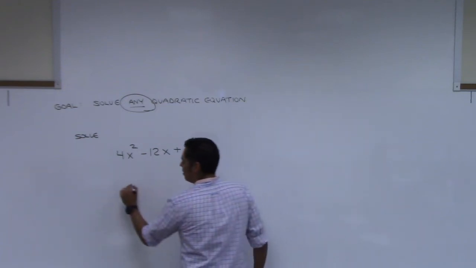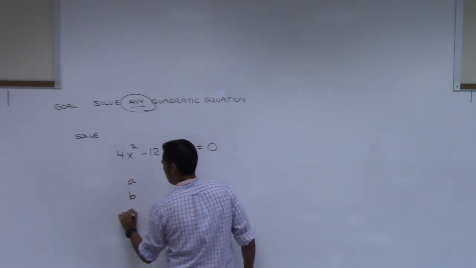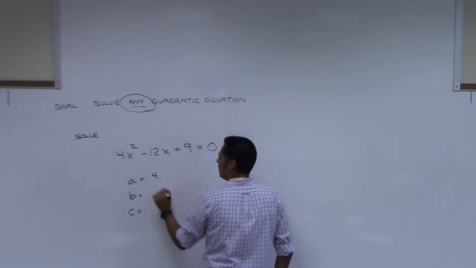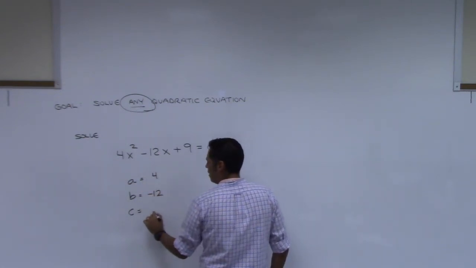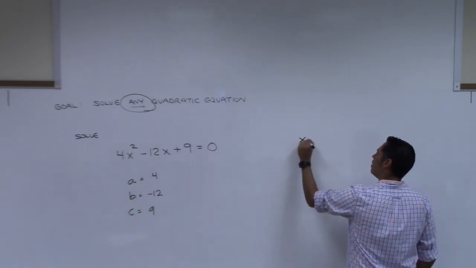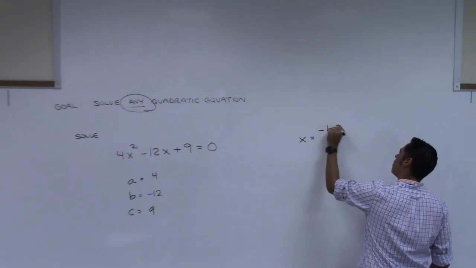If you're going to do that, first thing you need to do is identify a, b, and c. So what's a? Okay, what's b? Negative 12. What's c? 9. Okay. So now we just go to the formula, which, remember, I will provide this for you.